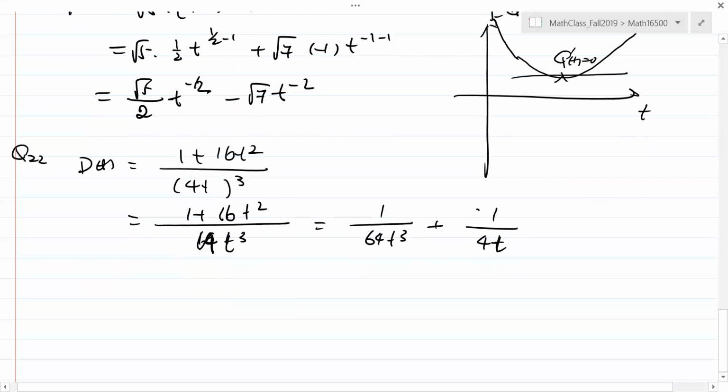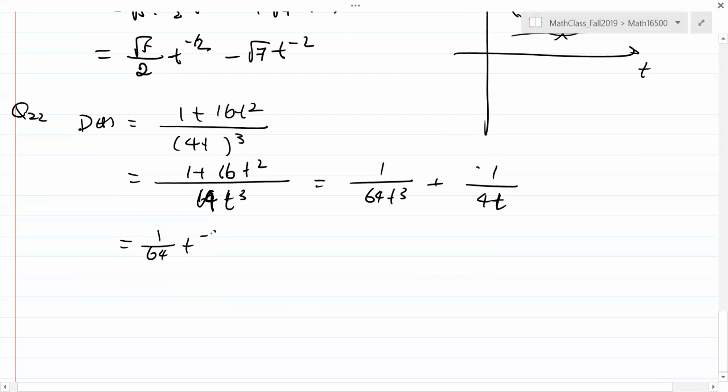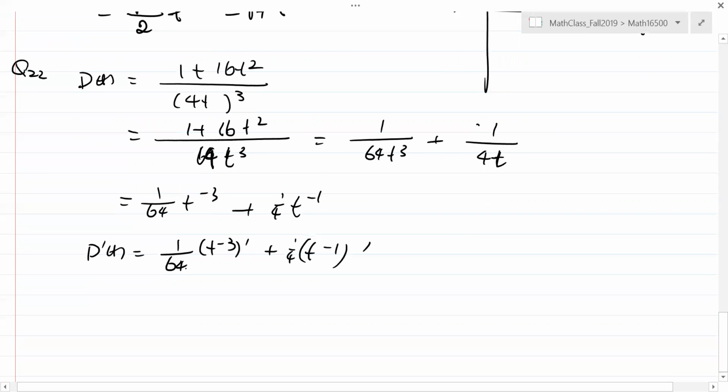Okay. 16 over 64 is 1 over 4. t squared over t cubed is 1 over t. Okay, you still have to express it as a sum of power functions. Then you find the derivative. It's a derivative of t to the negative 3. Okay, so let's write down the details. It's negative 3 over 64, negative 3 minus 1, negative 4. So this is the answer.